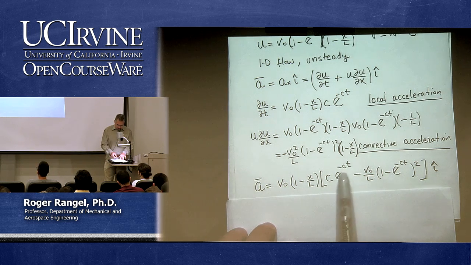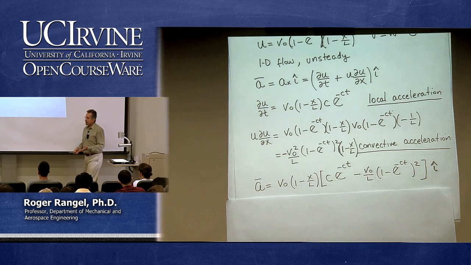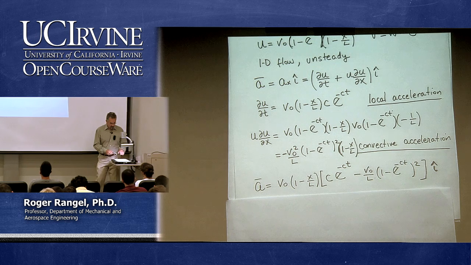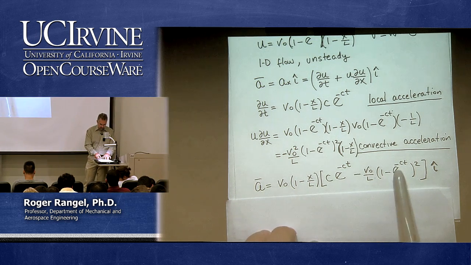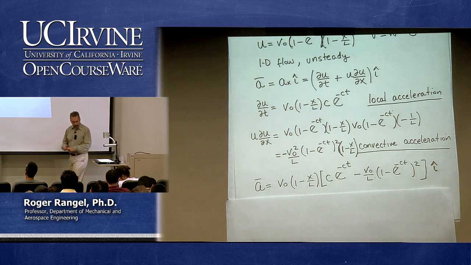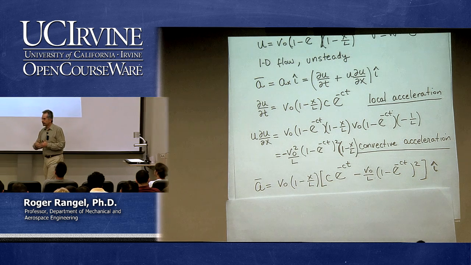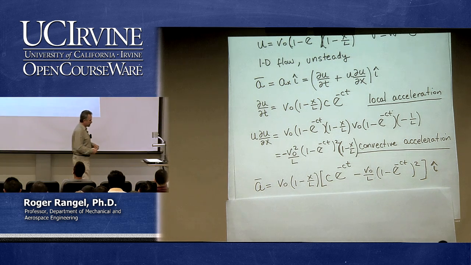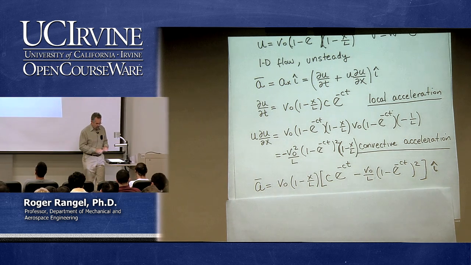That's the total acceleration. And as you can see, it is unsteady. The unsteadiness is still present in the acceleration. There's a time dependence there and a time dependence there, and there is a dependence on x. What happens after a very long time?